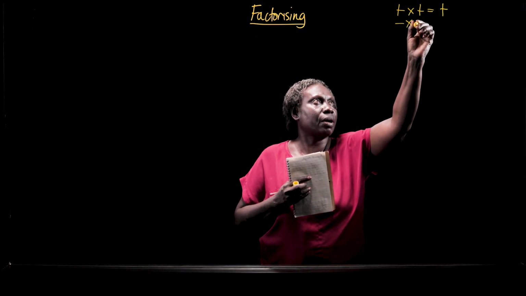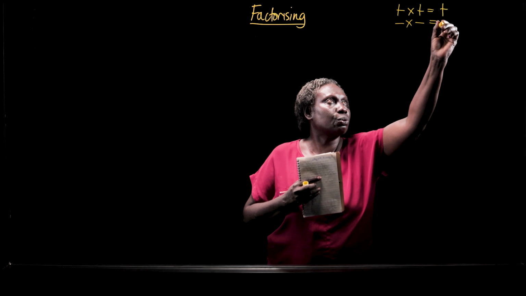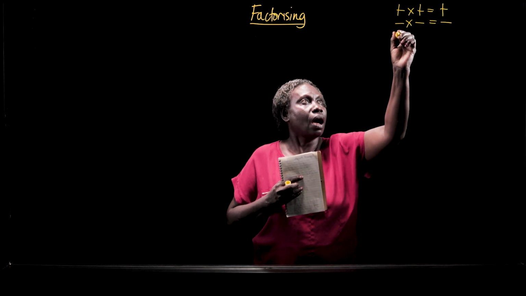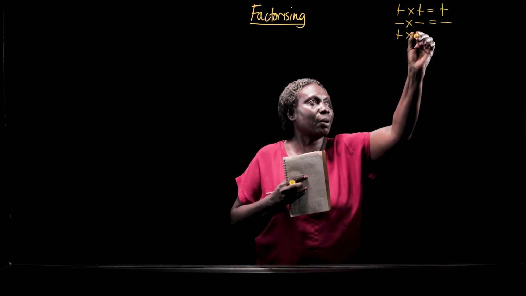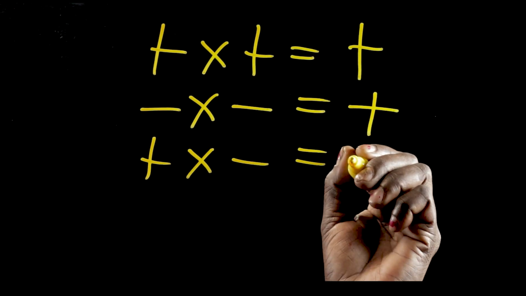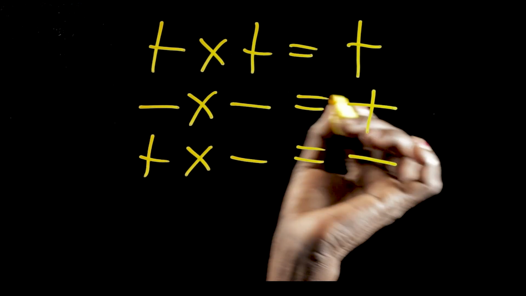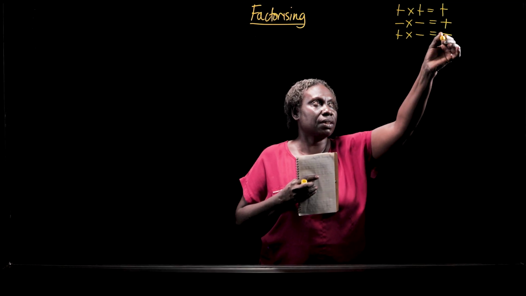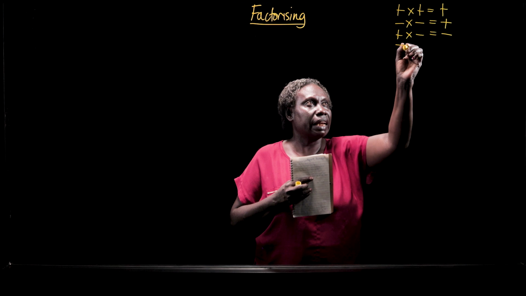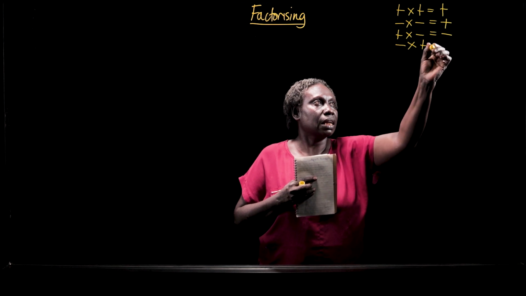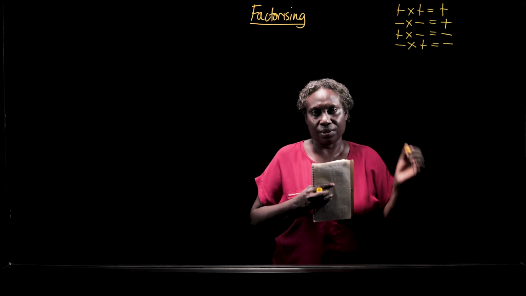Negative multiplied by negative is equal to negative. Positive multiplied by negative is equal to negative. I made a mistake. Negative times negative is equal to positive. Positive times negative is equal to negative, and negative times positive is equal to negative.